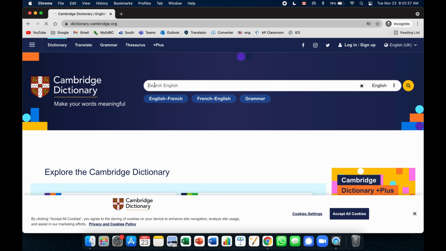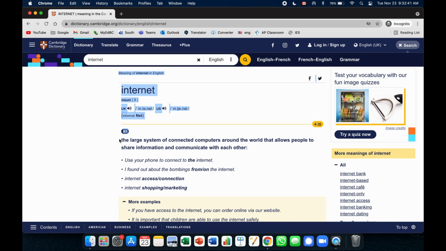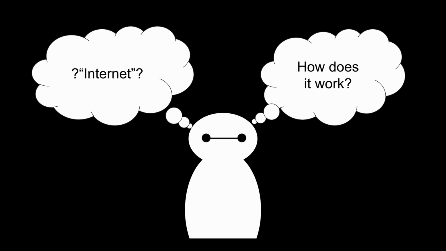As humans living in the innovative world, we've all heard of the word internet. According to the Cambridge Dictionary, the internet is a large system of connected computers around the world that allows people to share information and communicate with each other. This is the literal definition of the word internet. But what does that mean, and how does the internet work? Let's find out.